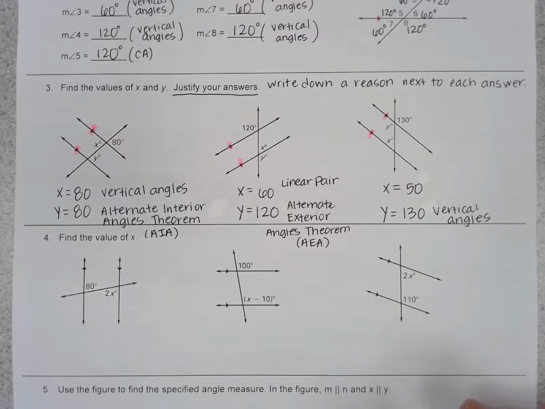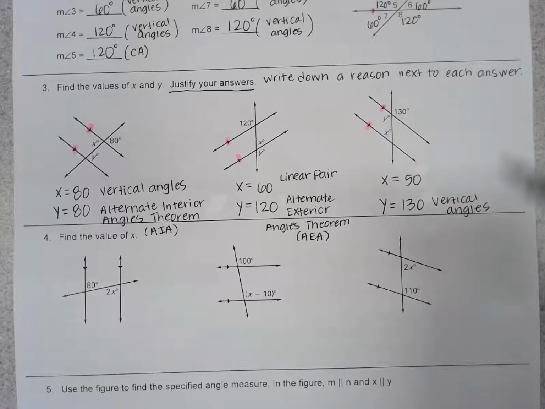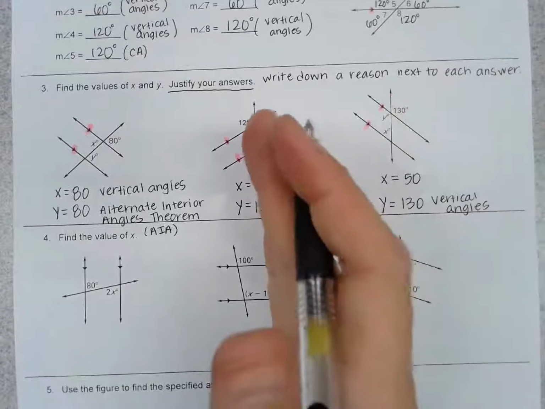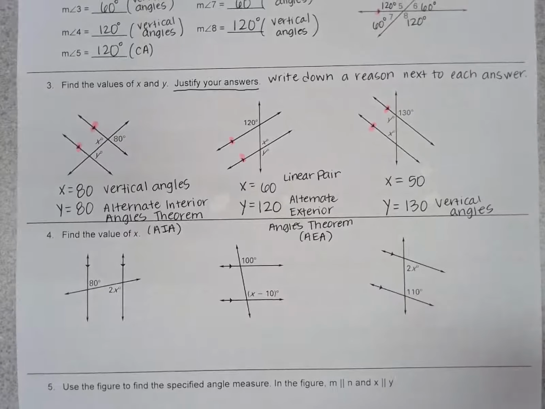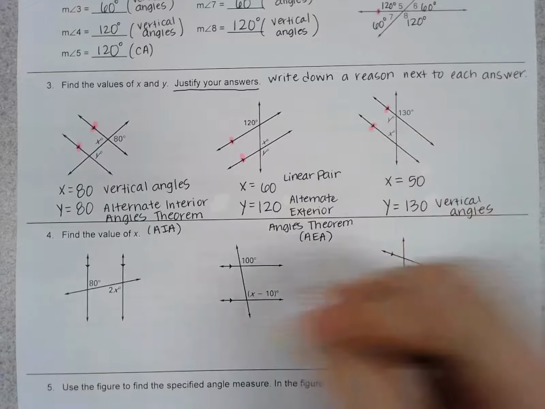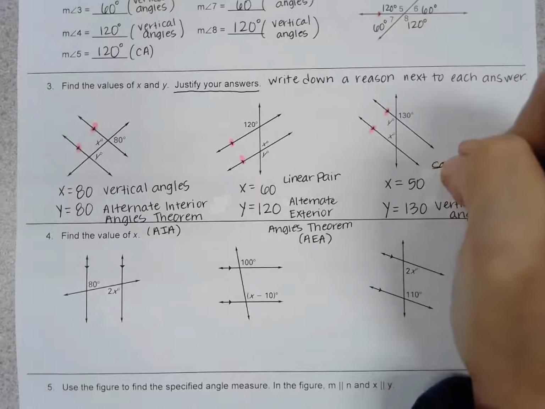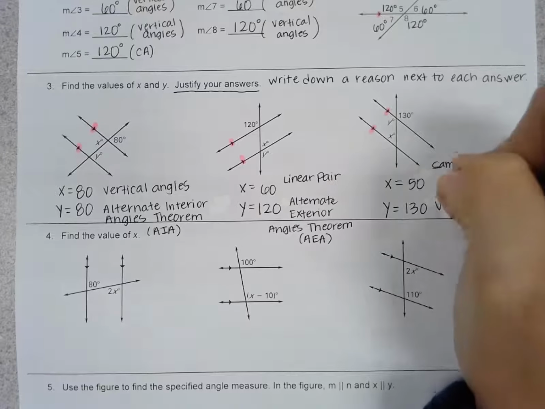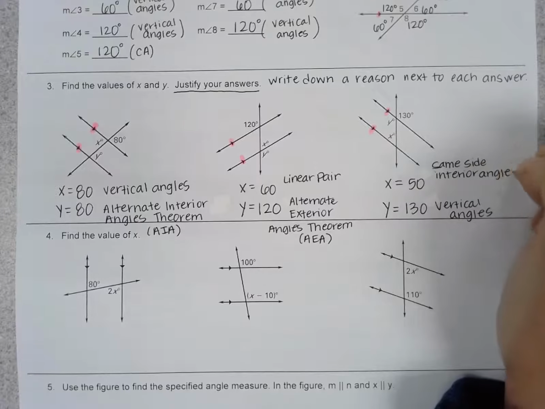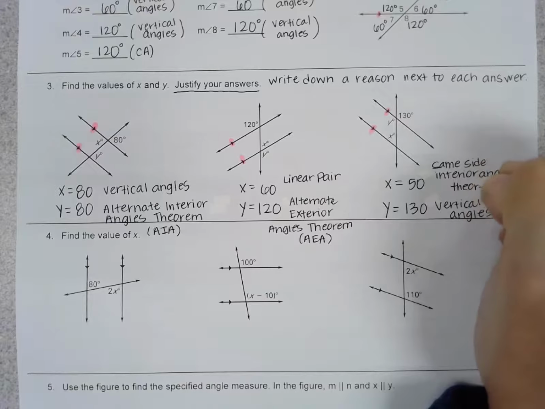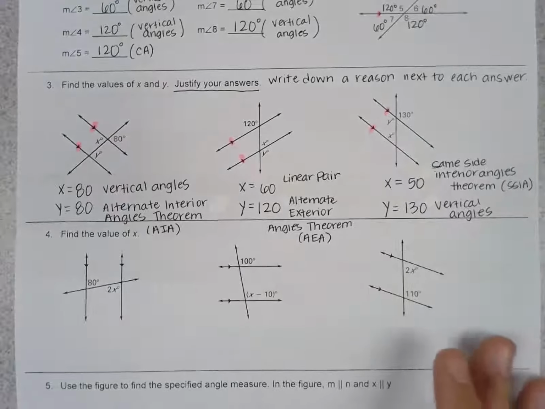And then for x equals 50, the reason why I know x equals 50 is because x and y are on the same side. They're inside the parallel lines and they're on the same side of the transversal. So they're same side interior angles. And when they're same side interior angles, you know that they're supplementary. That's the word we wrote in capital letters, big letters on the other side. So this is because of the same side interior angles theorem, which is SSIA. And so you can abbreviate it with the letters too.